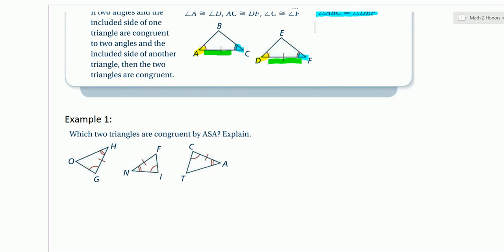So looking at example 1, which two triangles are congruent using angle, side, angle? You're going to match two of these triangles, and one of them is not going to be in the match. So pause this video, take a moment, and make a decision. When you have that, start back up.